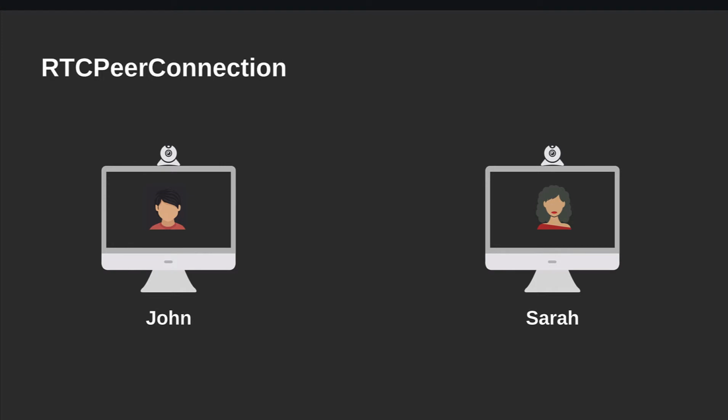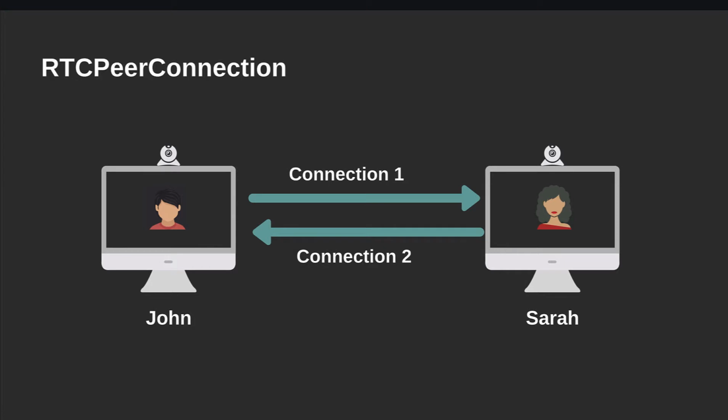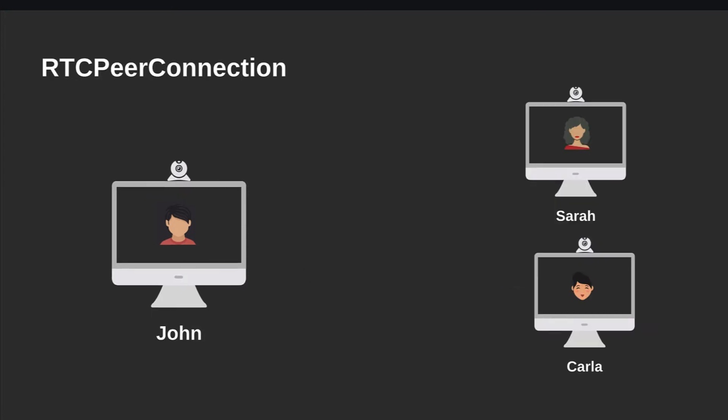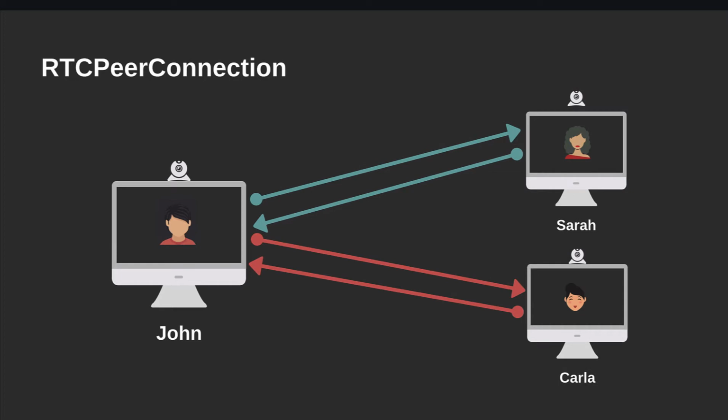Let's take an example with two peers, John and Sarah. They want to have a peer-to-peer communication using WebRTC. We need to have first a connection, let's say, from John to Sarah, and another connection from Sarah to John. So we have two connections. Another example with three peers, we should have two connections between John and Sarah, and two other connections between John and the other peer. In total, we need to have four connections.